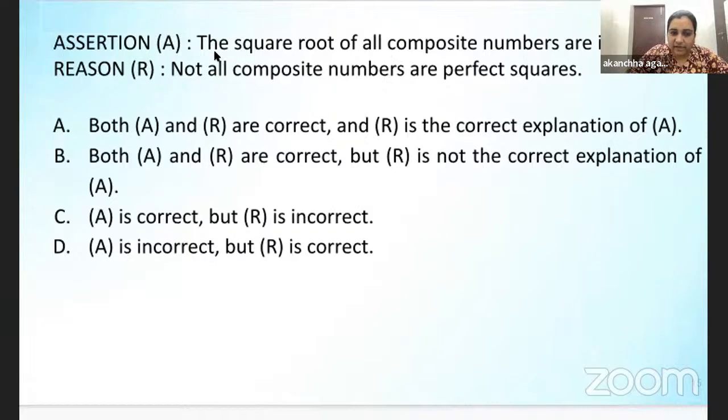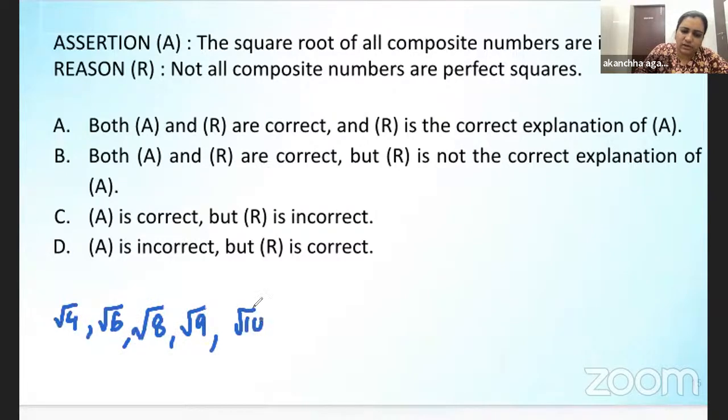The first statement, which is the assertion, says the square root of all composite numbers are irrational. So it is saying that you take any composite number, the square root of it will be irrational. So do you think it is true? What are composite numbers? The natural numbers are divided into prime numbers and composite numbers. So whatever numbers are not prime are composite. For example, number 4, 6, 8, 9, and 10, and so on. They can be infinite numbers. So they're saying if you take all of these numbers, the square root of these is irrational.